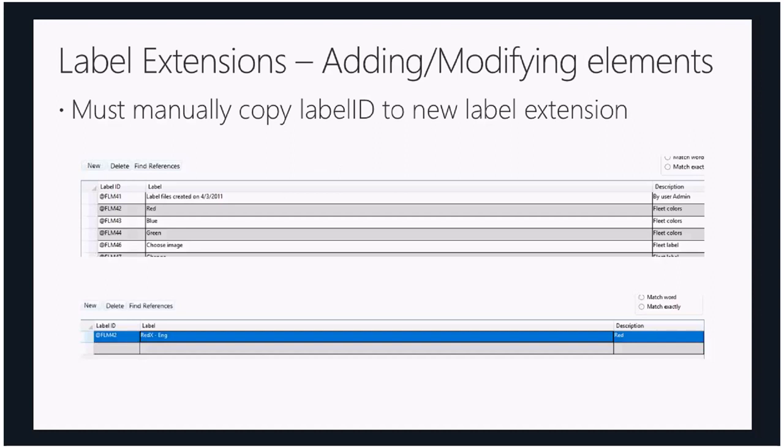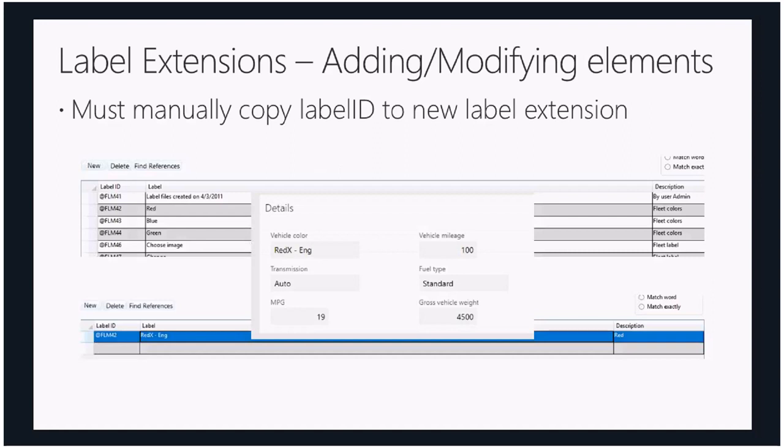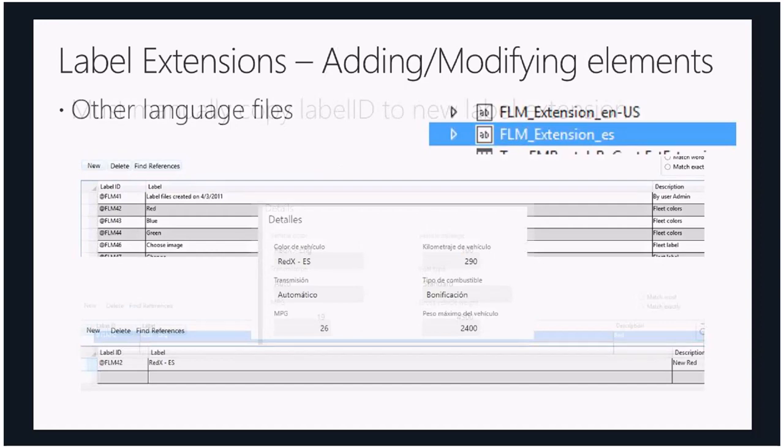Here I have grabbed the label ID for red from the Fleet Management label file. With this setup, when I run the Fleet Management application, I can see the changes to the red color show up when I run the system under the US English localization. I can also add a Spanish localization extension to this label file and view a different label string when running the application under a Spanish localization.